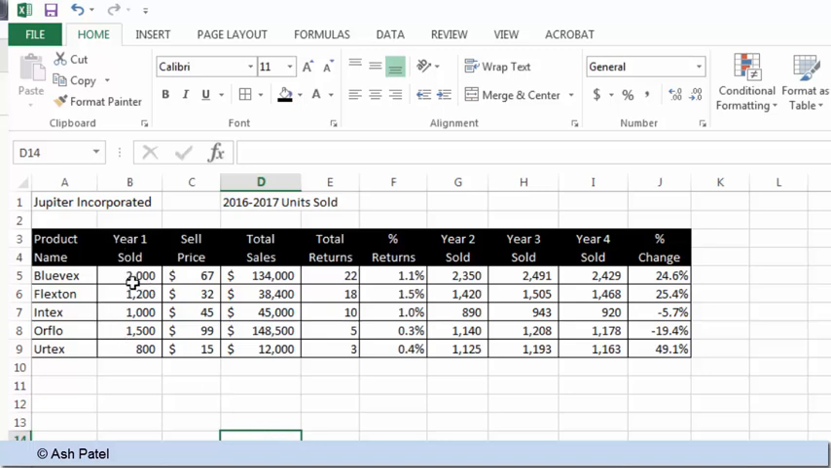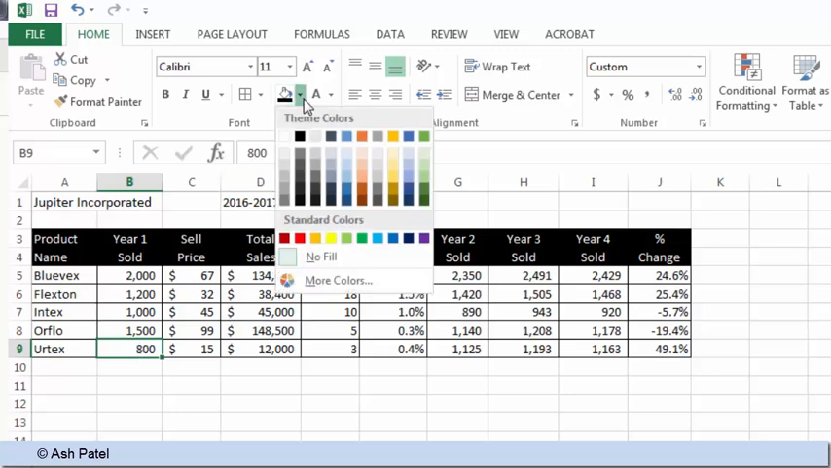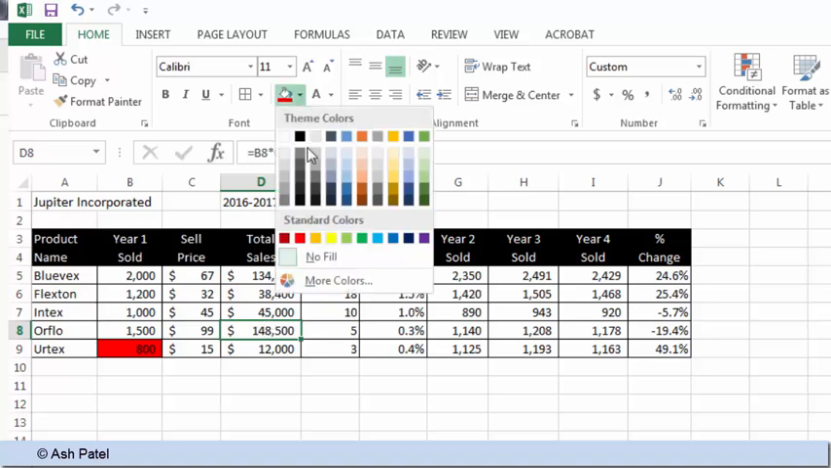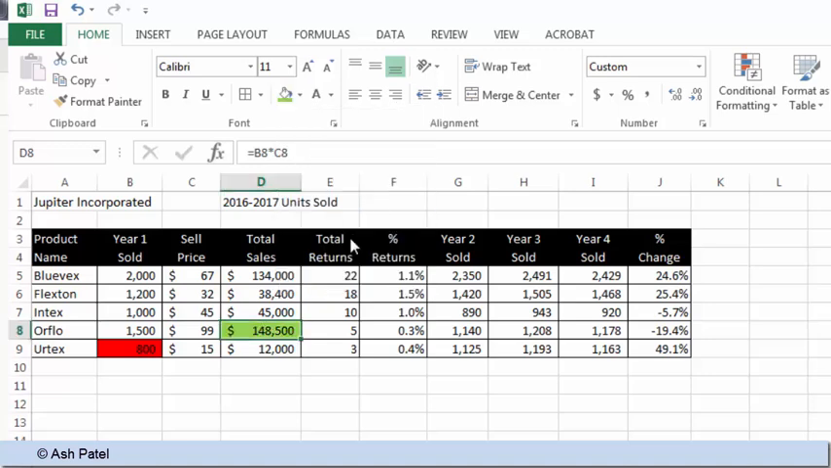Now, out of this list, which one should we focus on? What's the one thing we want to deal with today? Why is Urtex sales very low? Click on it, click on the paint bucket, and let's make it red. Okay, that's how you fill a particular color. Out of this number, what's the highest sales value? It's for Orflow. So we're going to click on that up here. Let's make it, let's say, green.